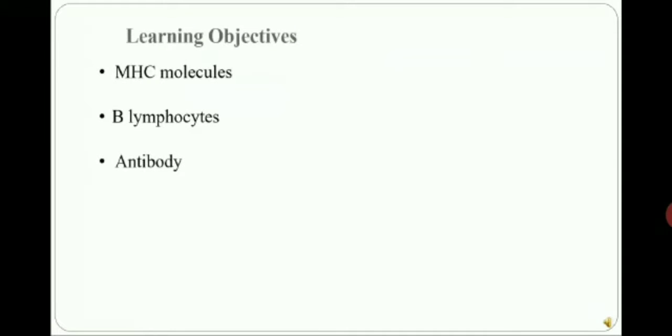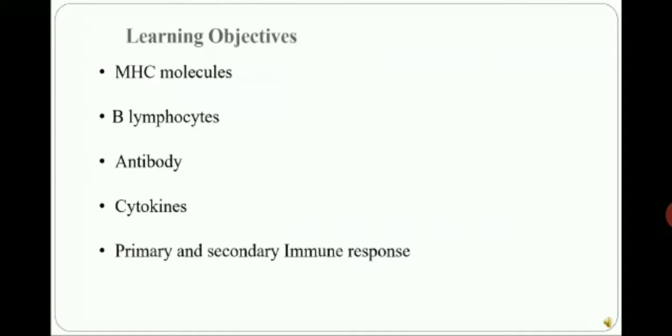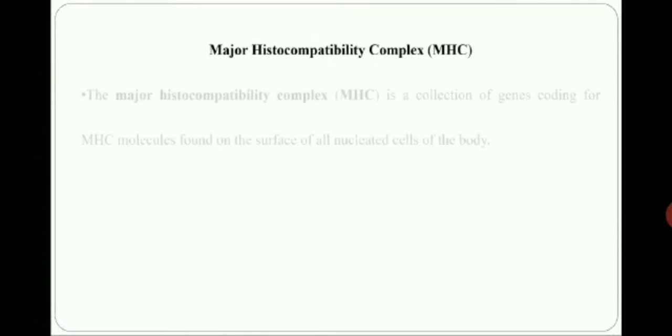Learning objectives. At the end of this lecture, students are able to revise the concept of MHC molecules, their structure and function, B lymphocytes, their role in the immune system, antibody molecules, their structure and their different roles, cytokines, their roles in the activation of the immune system, primary and secondary immune responses, and the complement system. So let's start with the major histocompatibility complex.